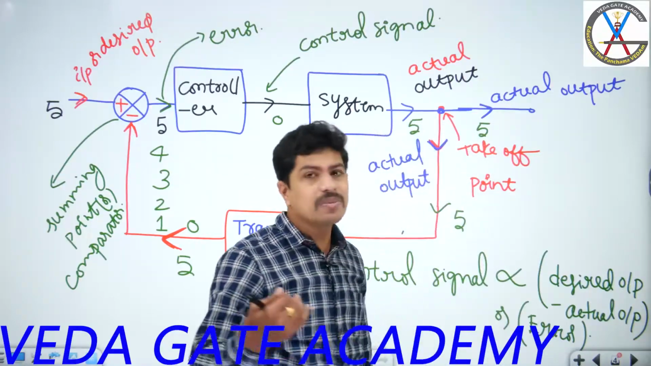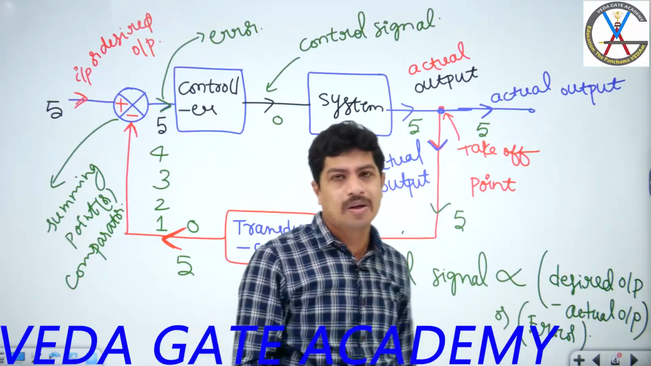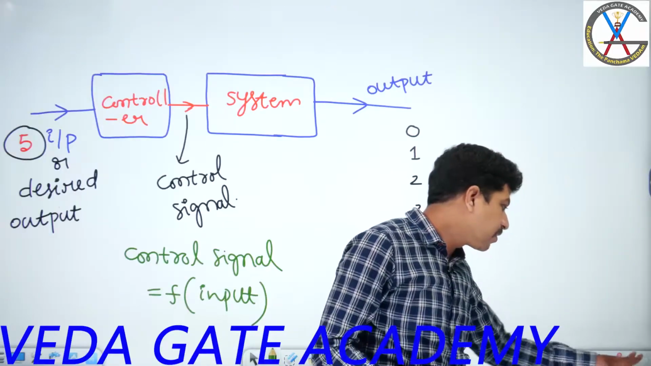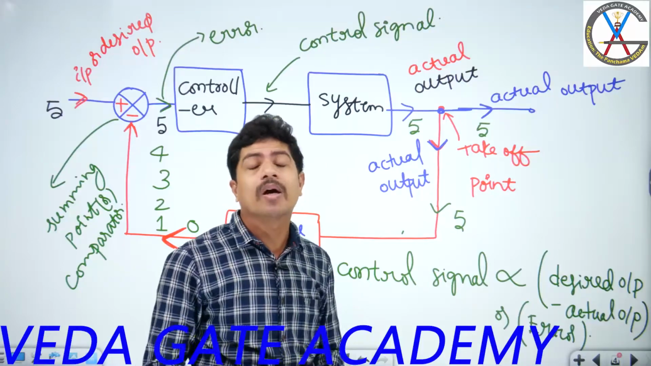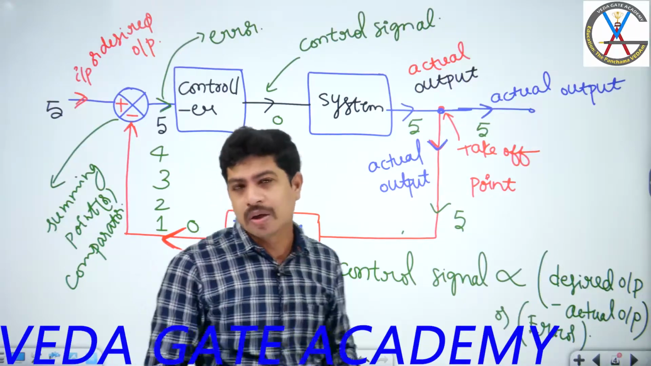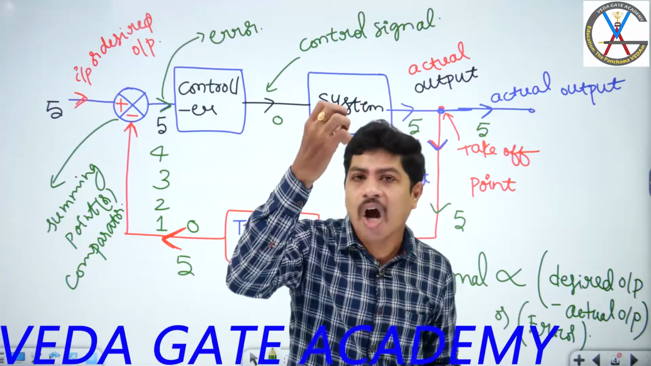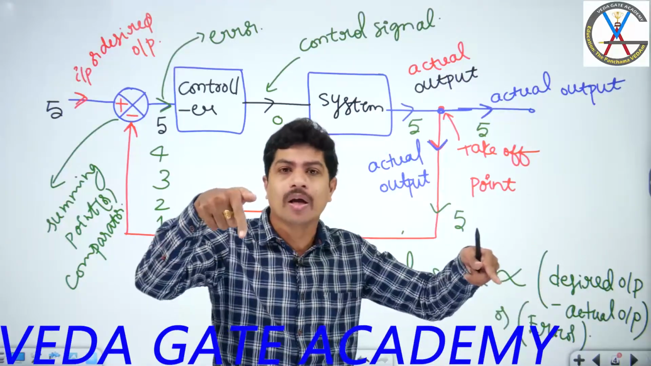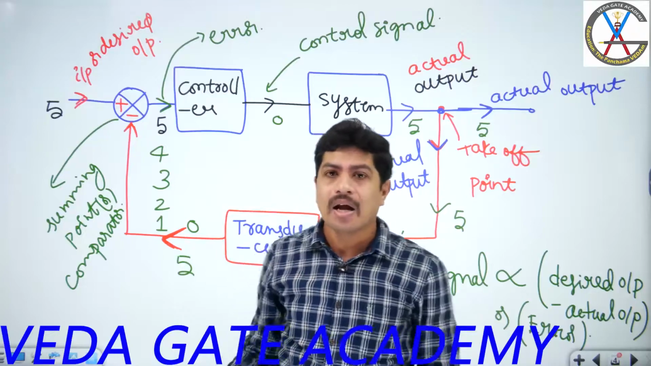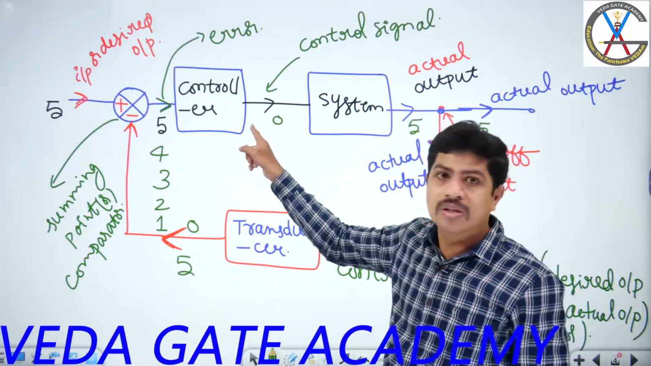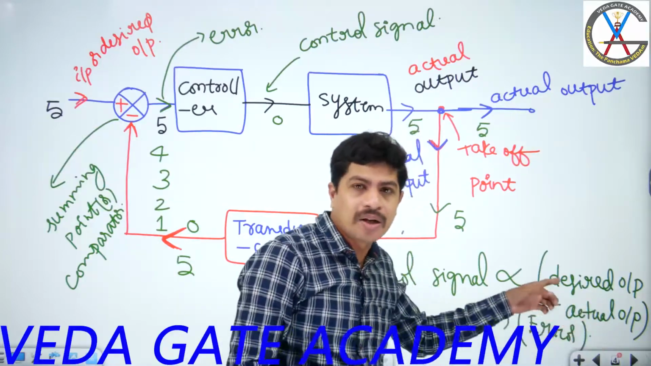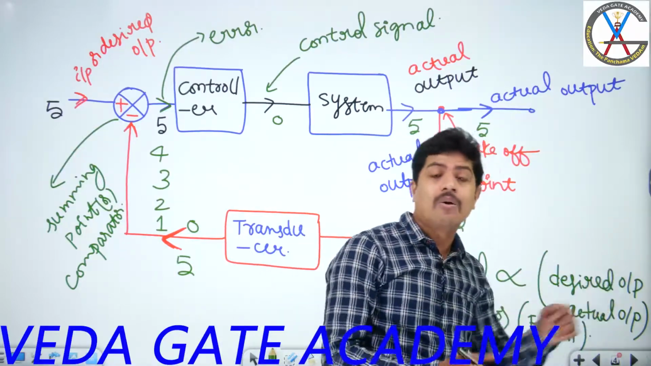So this is the difference between closed loop control system and open loop control system. What is the difference between these two? In a closed loop control system, we are taking the output and we are comparing that actual output with the desired output. We are getting some error. The control signal is produced depending on the error, or depending on the difference between desired output and actual output.